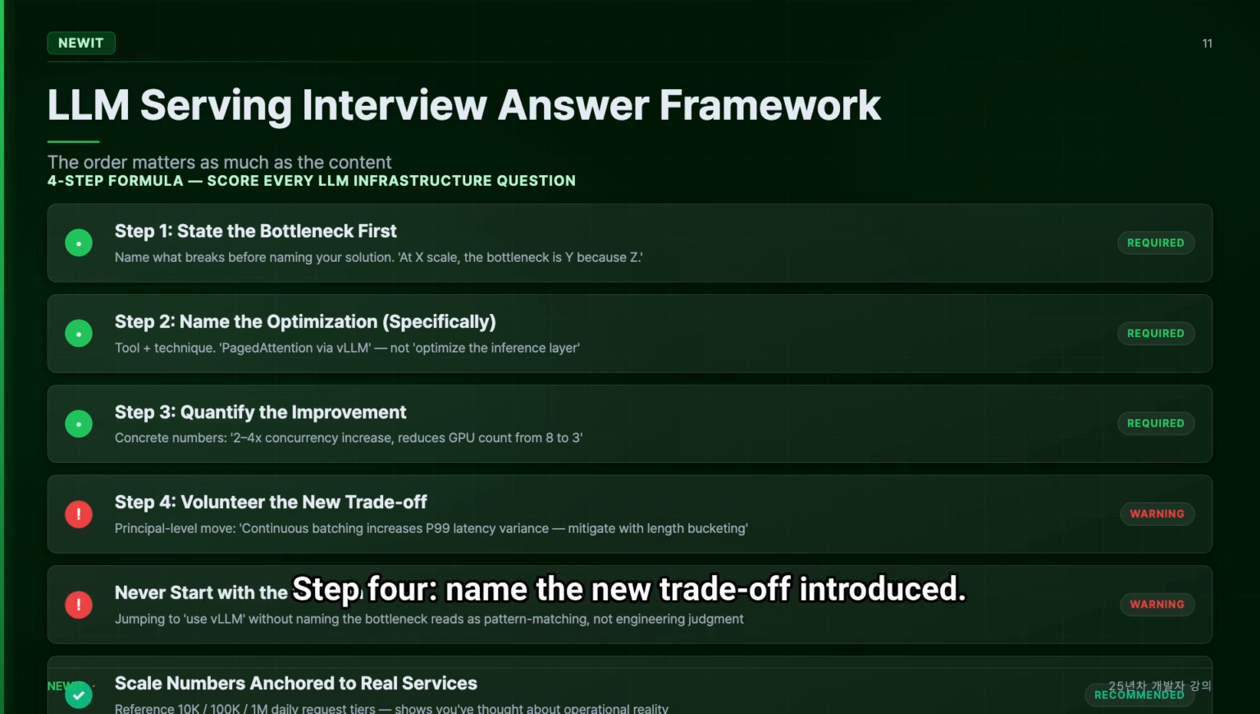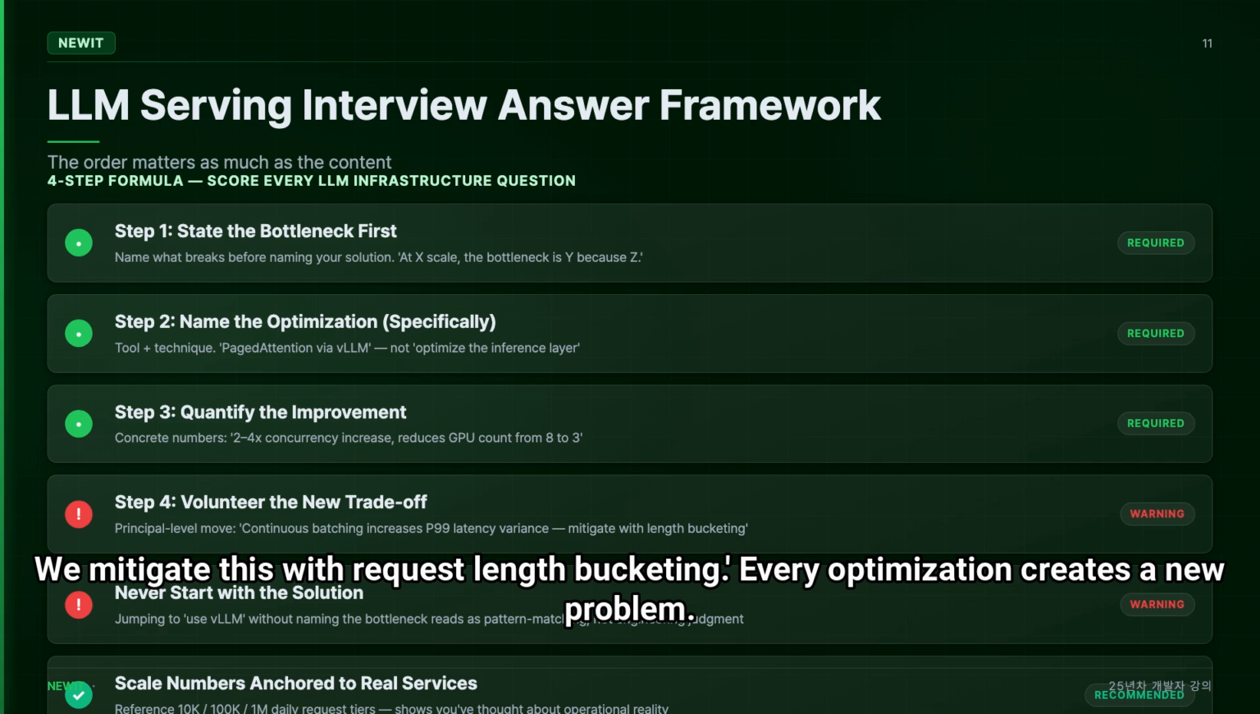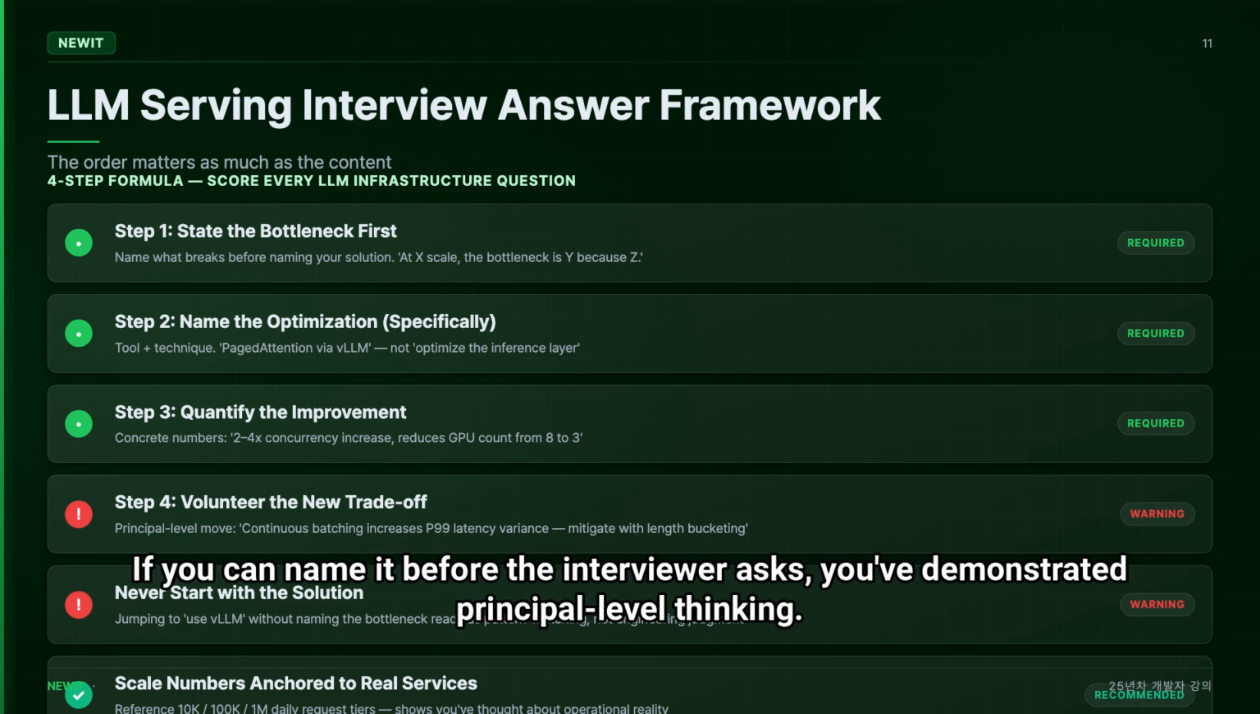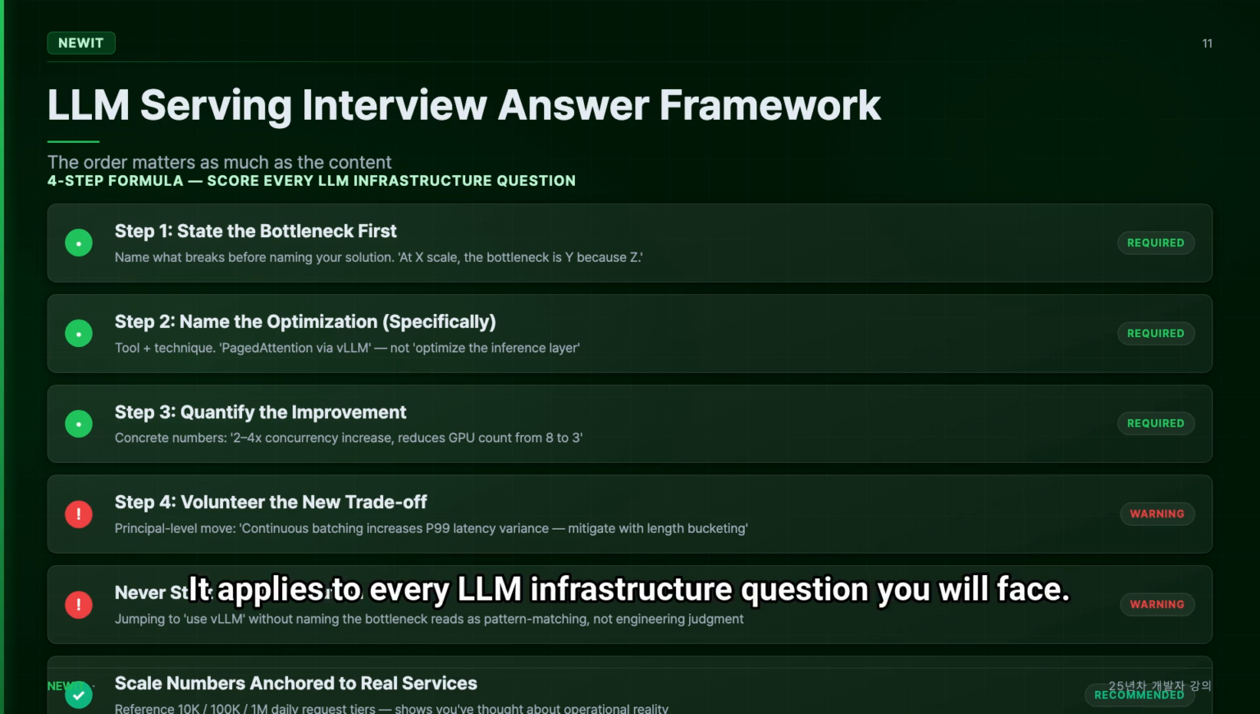Step 4. Name the new trade-off introduced. This is the move that separates senior from principal. The trade-off is continuous batching's tail latency variance. P99 can spike when a long request occupies slots. We mitigate this with request length bucketing. Every optimization creates a new problem. If you can name it before the interviewer asks, you've demonstrated principal-level thinking. Practice this 4-step loop until it's automatic. It applies to every LLM infrastructure question you will face.